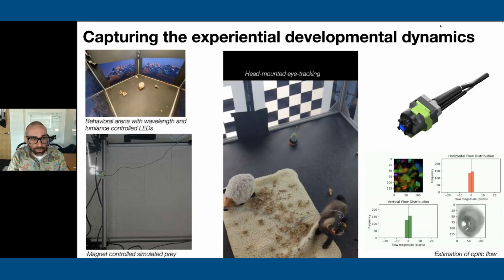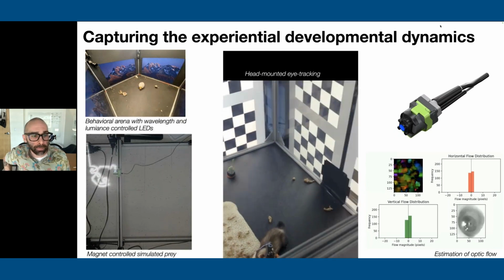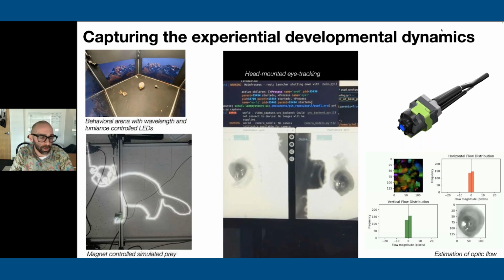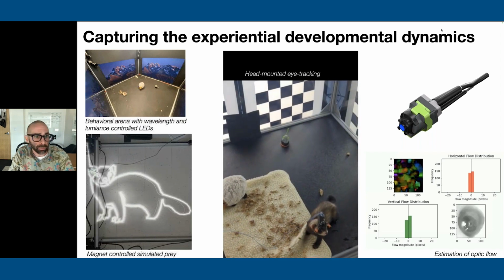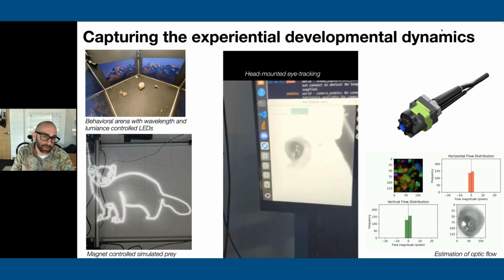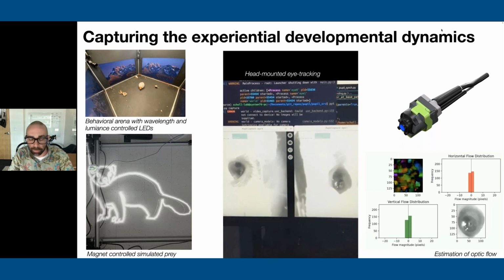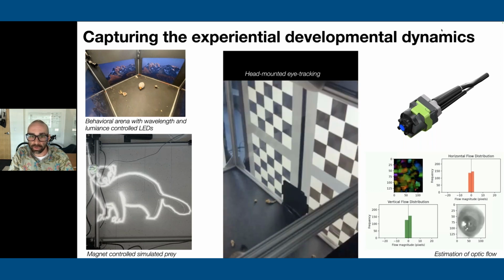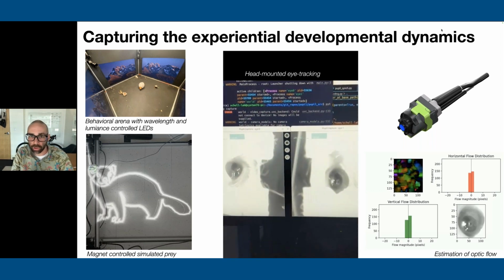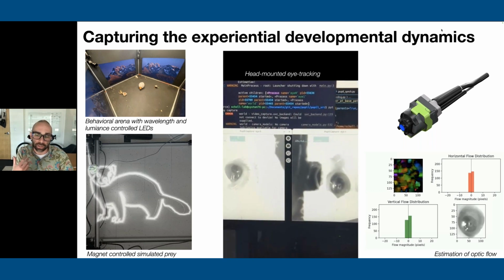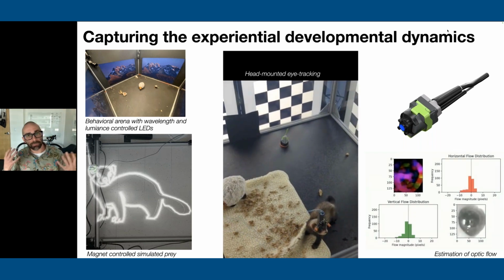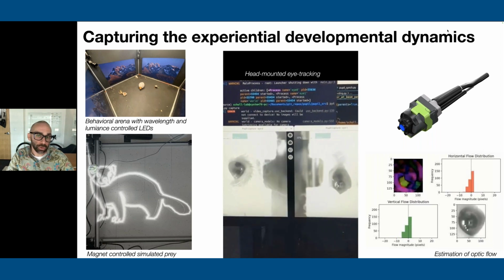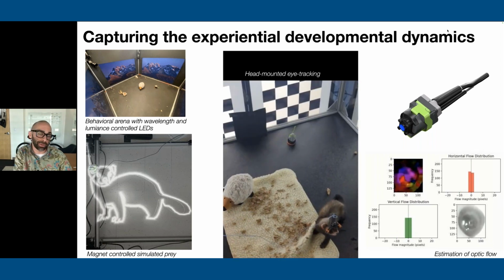So we now built a set of systems to track this in real time. We have a behavioral arena doing 3D tracking of kinematics and the motion of the animals. We have a magnetic system where we can do simulated prey. We also have built a custom eye tracking system on a head-mounted system so that we can track where the eyes are looking and how the animal's actually seeing the world, with the idea that we can measure precisely what the visual input to the eyes, to the brain of the animal is from the moment that they open the eyes.